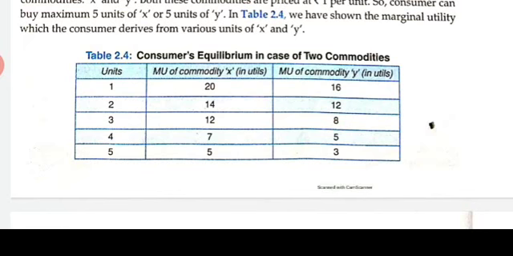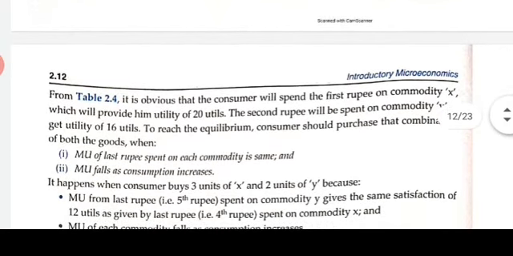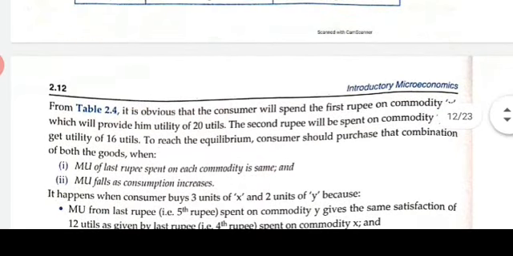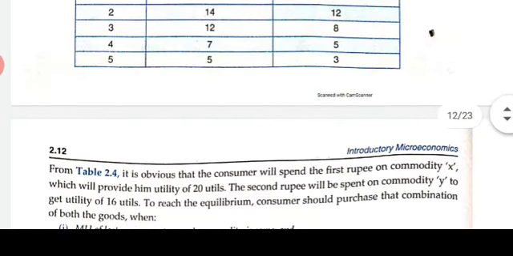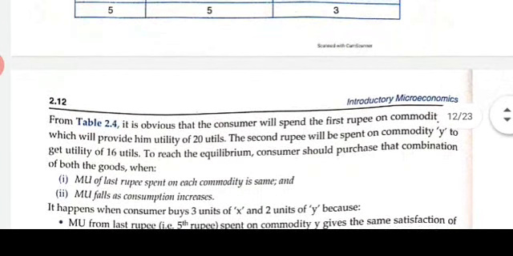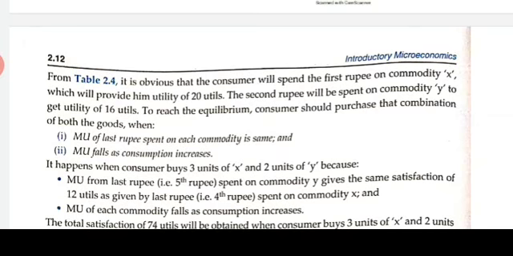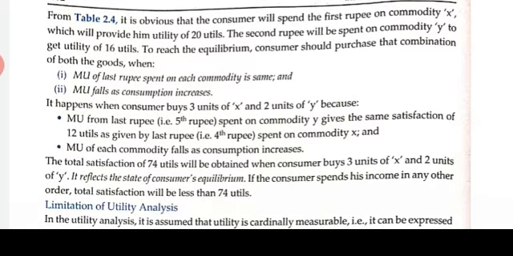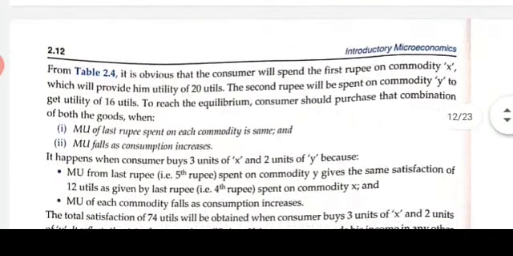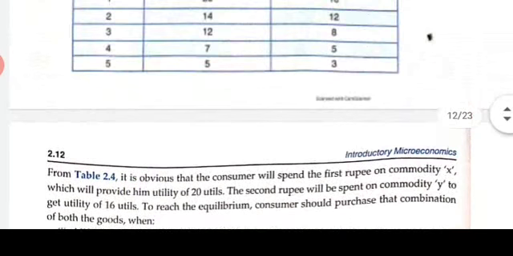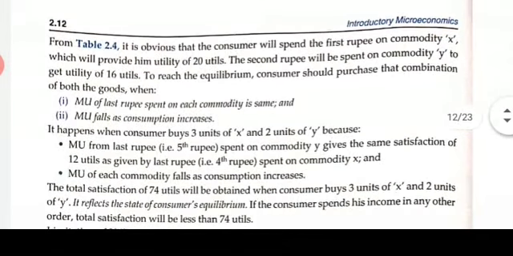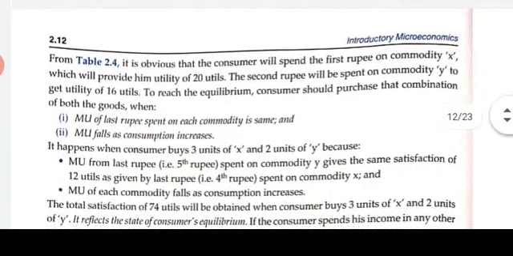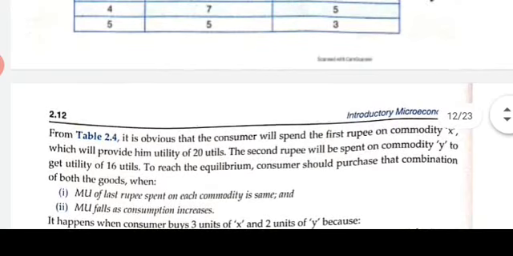So how many units is the consumer buying? From the table it is obvious that the consumer will spend the first rupee on commodity X, which will provide him a utility of 20. The second rupee will be spent on commodity Y to get a utility of 16. To reach equilibrium, the consumer should purchase that combination of both goods where the MU of the last rupee spent on each commodity is the same and MU falls as consumption increases. So it happens when the consumer buys 3 units of X and 2 units of Y.